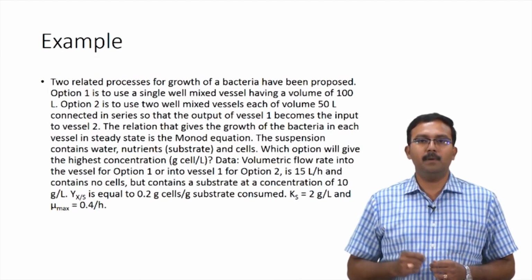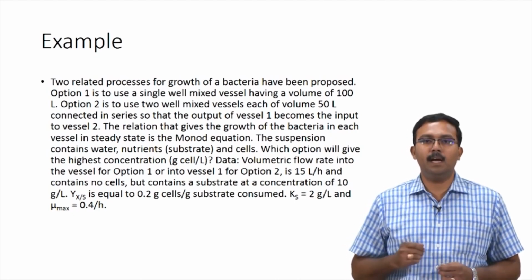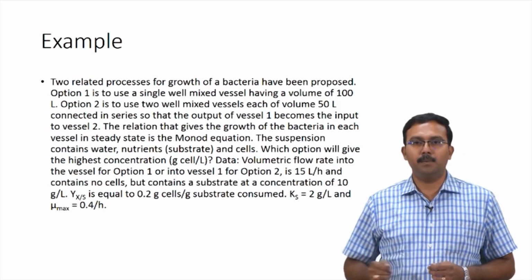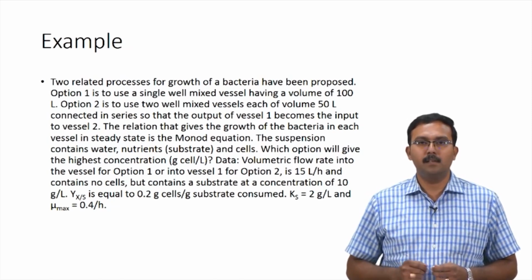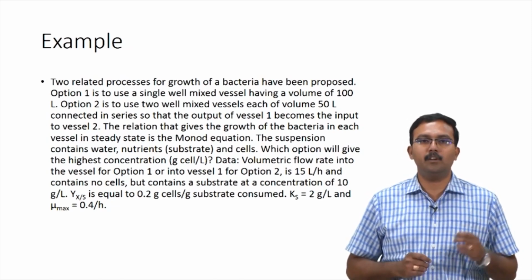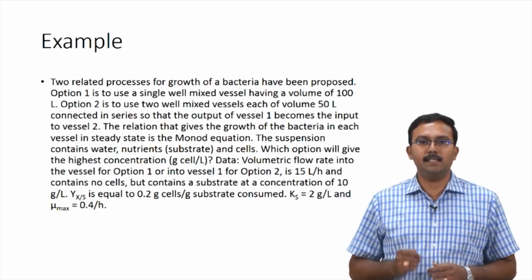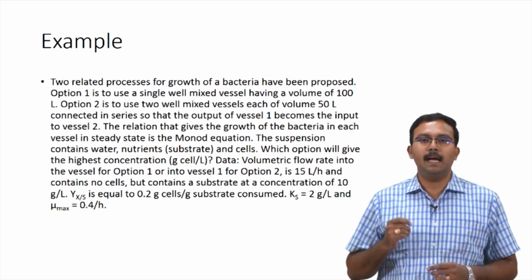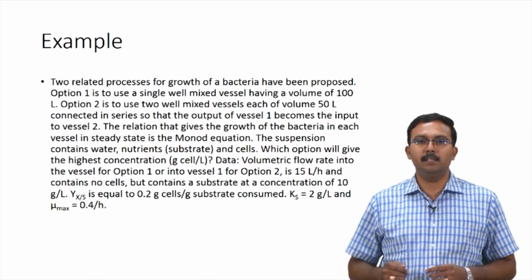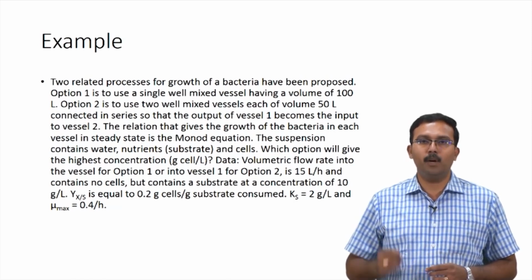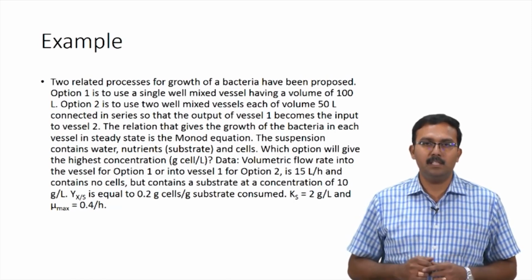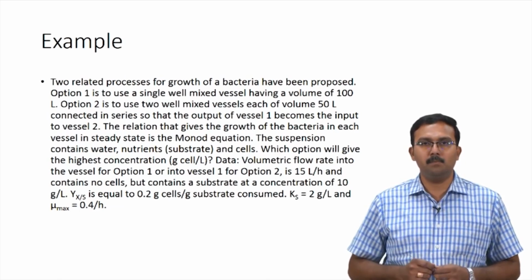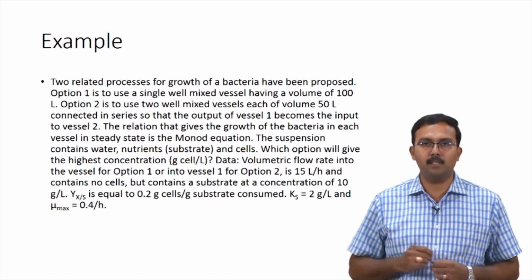You have been given that the volumetric flow rate into vessel 1 for option 1 and into vessel 1 for option 2 is 15 liters per hour and contains no cells, but it contains a substrate at the concentration of 10 grams per liter, and YXS is given as 0.2 grams of cells per gram of substrate consumed, and Ks is 2 grams per liter and mu max is 0.4 hour inverse. With all this information, let us perform the material balance calculations to identify which of the two systems will give us the higher biomass concentration.